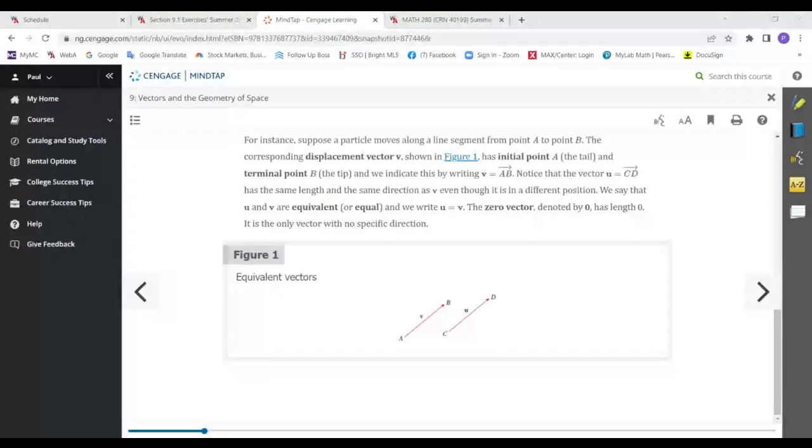These two vectors here, vectors v and u in figure 1, are equivalent vectors. Why is that? Because what defines a vector? Two things: the direction the vector goes in and the length or magnitude of the vector. The vectors v and u point in the same direction and they have the same length. So those are called equivalent vectors. Now what you can do with vectors is you can add them and you can subtract them.